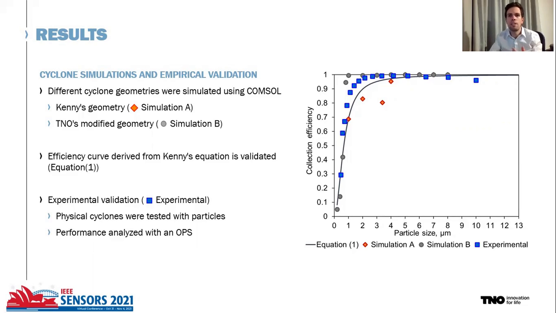Both the theoretical equation and the software modeling were validated experimentally by exposing physical cyclones to aerosols and monitoring the particle size distribution with an optical particle counter. In this figure, the experimental points in blue correspond to the cyclone modeled in simulation B, providing extra confidence in the numerical modeling.